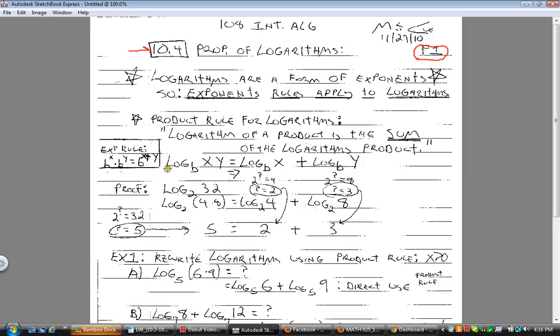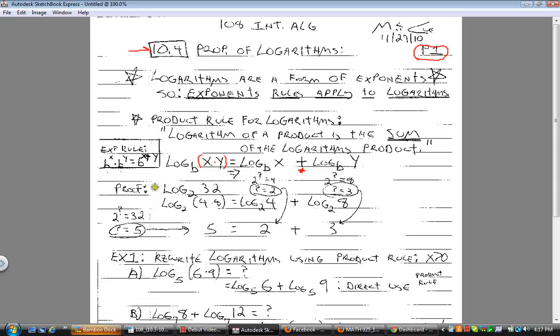So start here. If you have a log of base b and the result is the product of x times y, you can expand that and say it is the log of the same base of the first product, and here's the key thing, plus the log of the same base of the second product. Okay, so that's what we've got going here. My next couple lines here, I'd like to offer an informal proof.